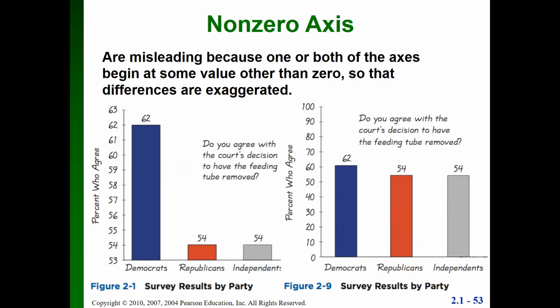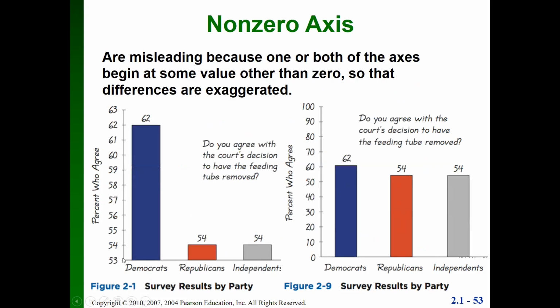So here we have two different ways of looking at the same data. In the survey result by party, Democrats, Republicans, or Independents, we have 62% of Democrats agreed with the court's decision, whatever it was, 54% of Republicans and 54% of Independents. But if you look at these two graphs, they're both presenting the same information, but this looks like an incredible increase in the number of Democrats. Like Democrats far in excess of Republicans or Independents agreed.